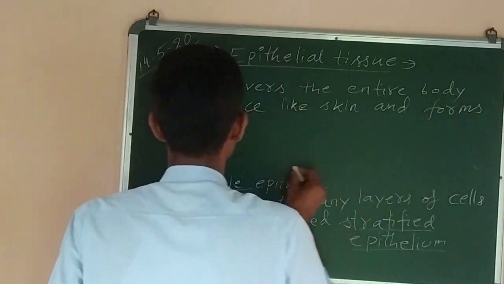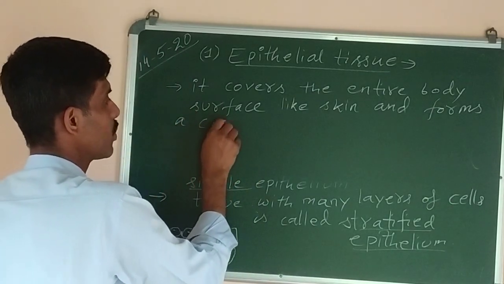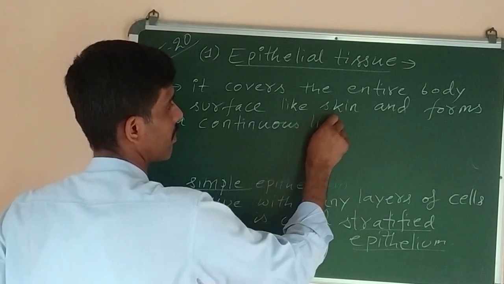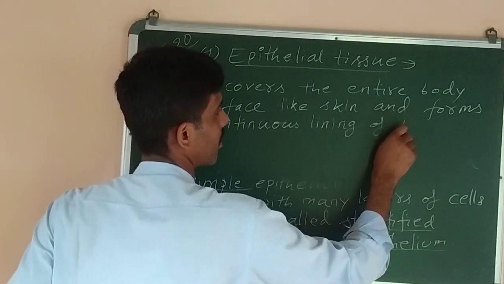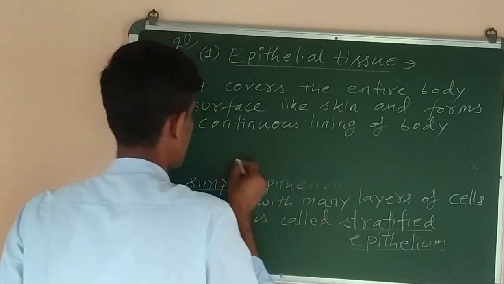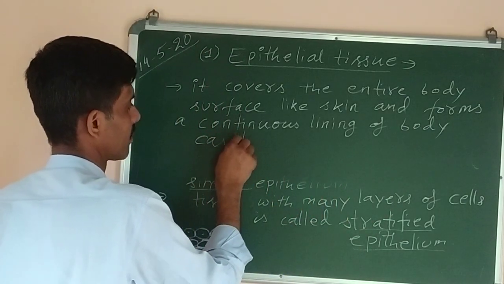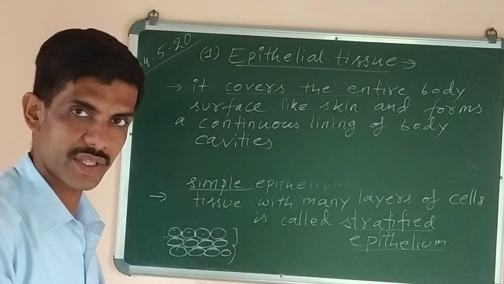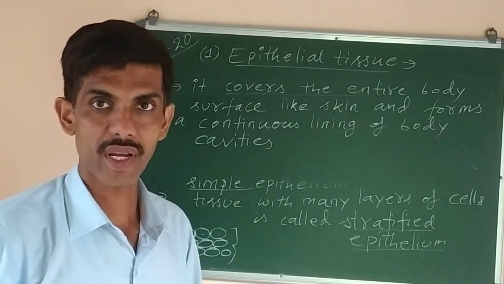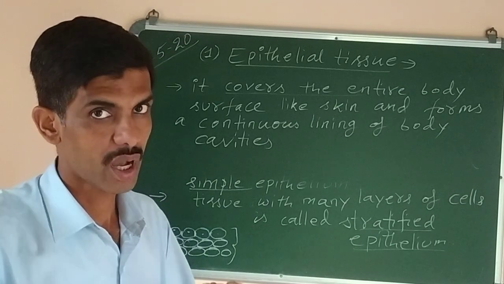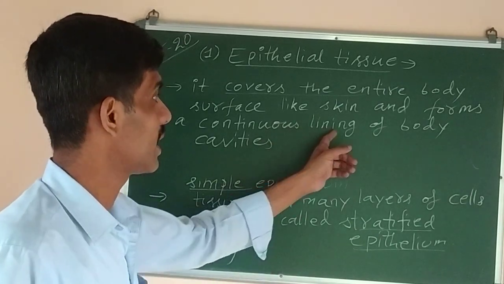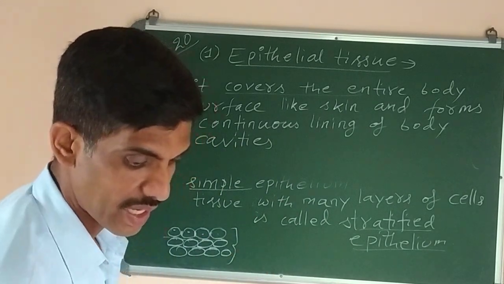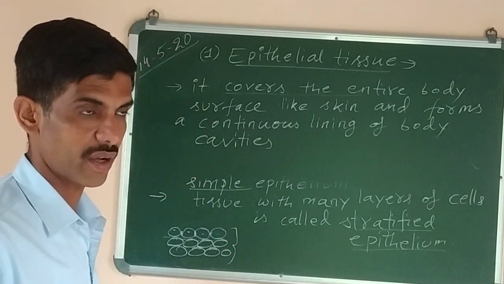So the second one you will write, they form a continuous lining of the body cavities. Okay, so it covers the entire body surface, means externally, outside also epithelial tissue is present, and it also covers our organs, that is, the lining of our body cavities from inside also. Okay, now next one is like stomach, bronchioles, heart, liver, already I said.